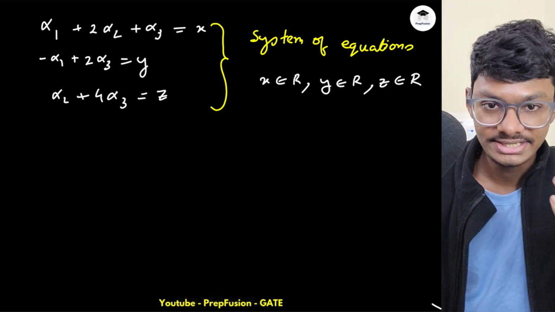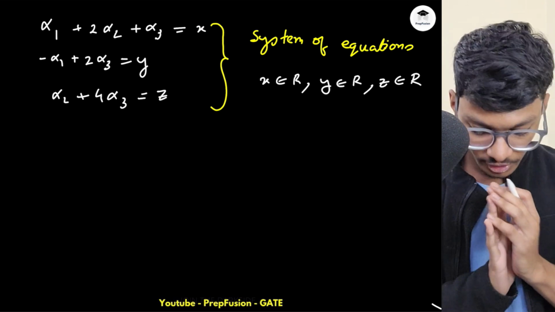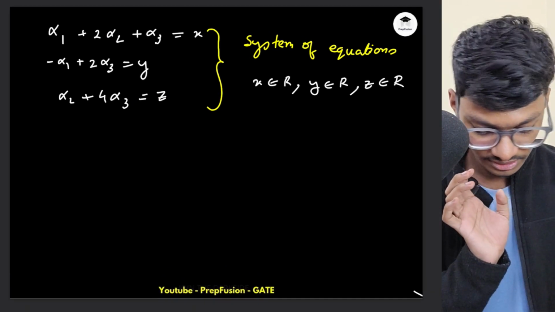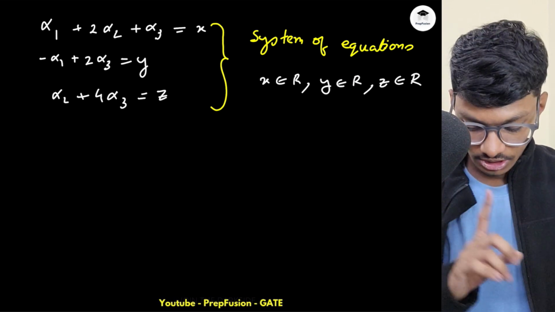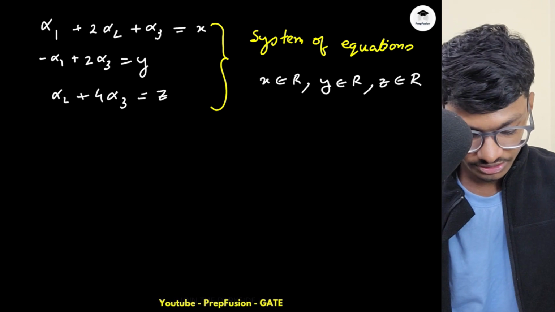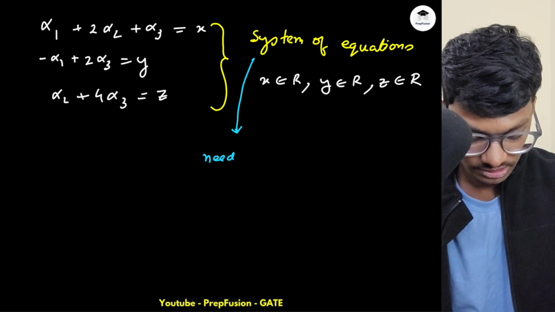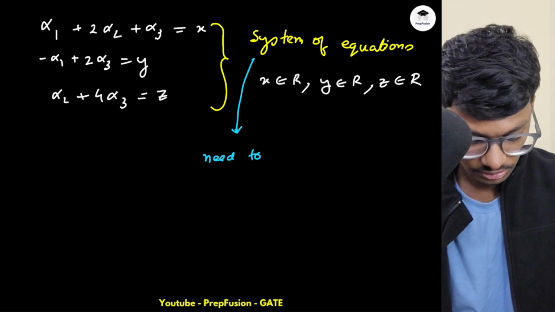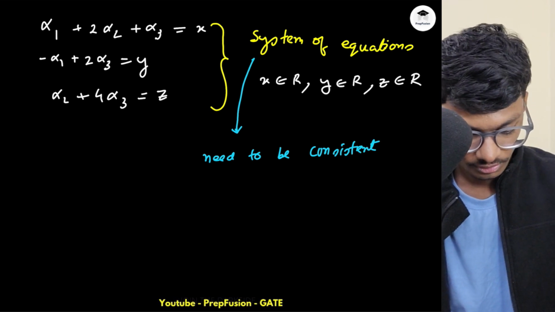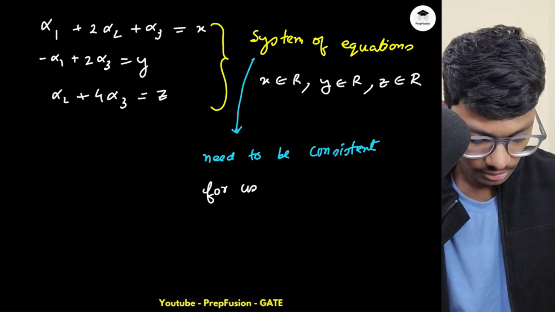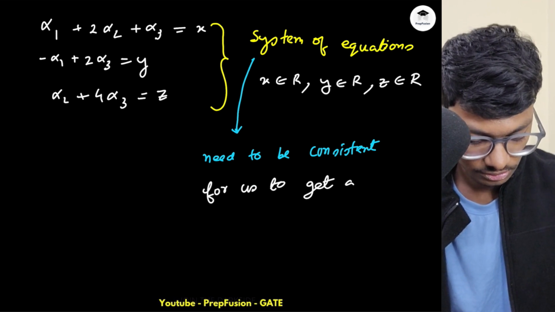So basically what needs to happen here? We need to find a solution for alpha 1, alpha 2, alpha 3. So basically, this system of equations needs to be consistent. They need to be consistent for us to get a proper solution.